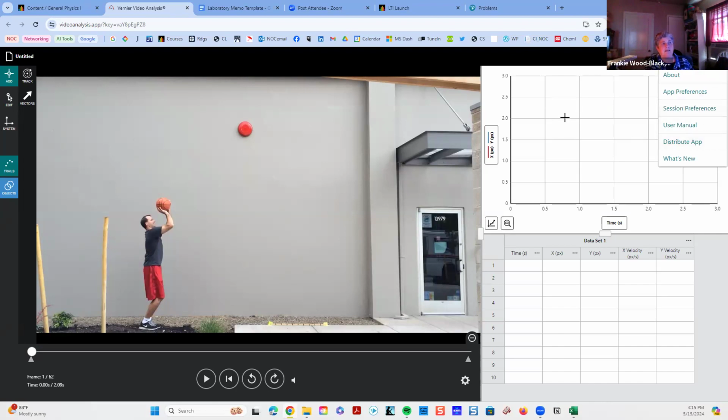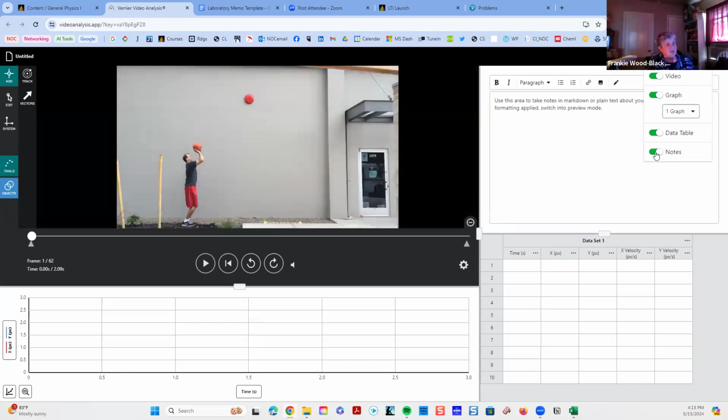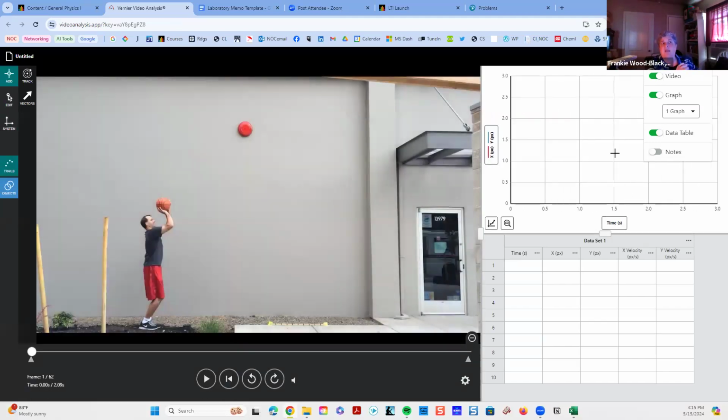Also, when you're getting ready to look at different pieces, you can do your options. You can view your data table. You can move things around. You can add notes to where you want to put. You can use it to take notes. We're going to be looking at our data table, our video, and a graph. So we will have that.